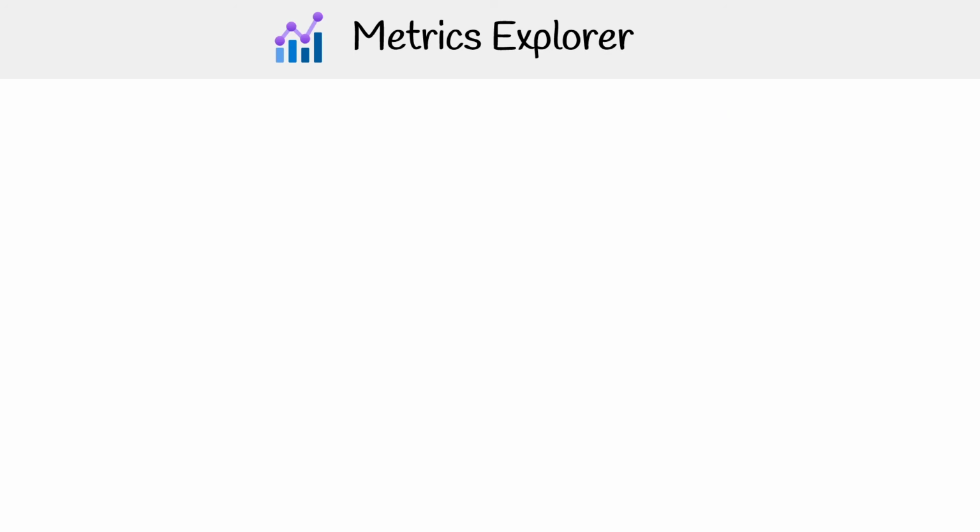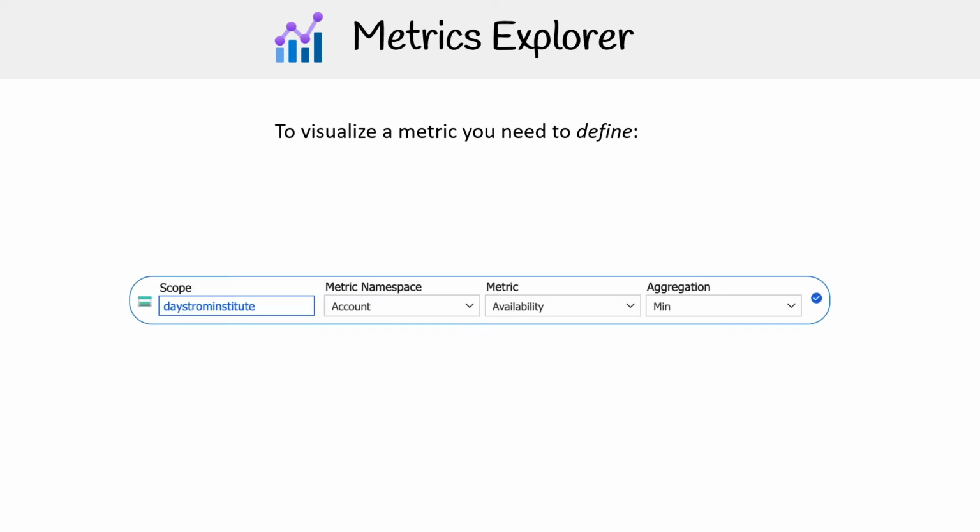But let's talk about how we would define one of these metric visualizations in Metrics Explorer. You've got this cool bar, and the idea is you have to fill it all the way to the end, and then that will visualize it for us. The first is the scope.